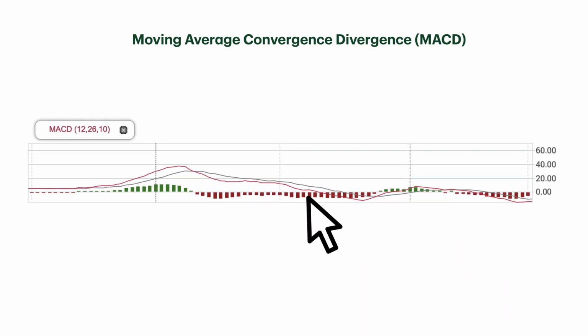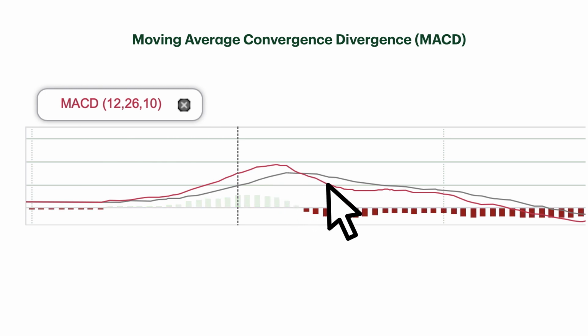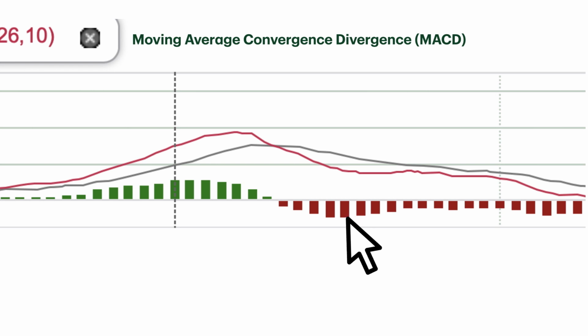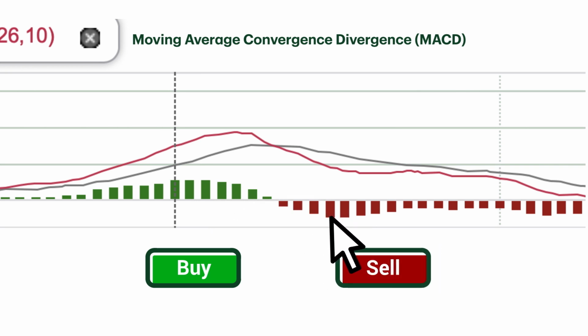The histogram gives traders another way to visualize this information. The bars are green and above the zero line when the MACD line has crossed over the signal line. They're red and below the zero line when the MACD line has crossed under the signal line. The taller the bars, the wider the divergence between the two exponential moving averages. In other words, tall green bars indicate a strong uptrend, giving traders a buy signal, and tall red bars indicate a strong downtrend, giving traders a sell signal.